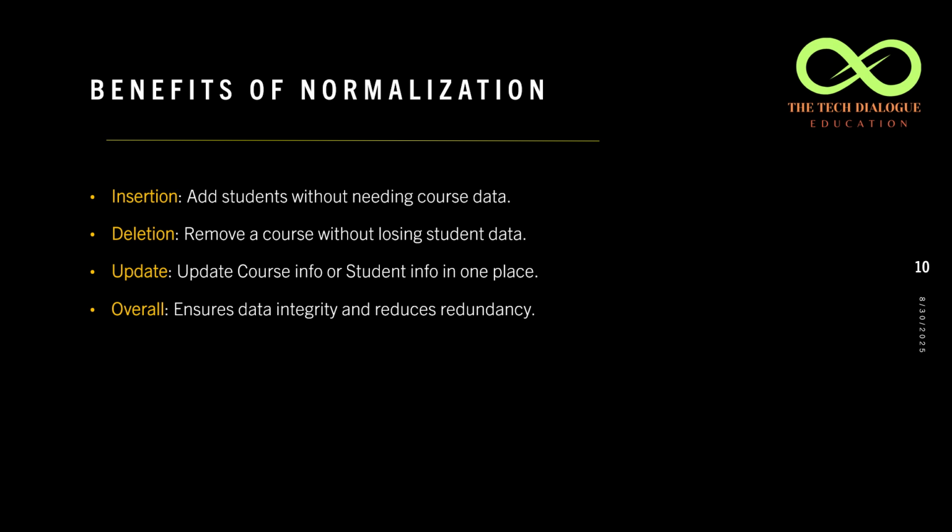So, what's the payoff for normalizing? Everything. You can insert new students without being forced to add course data. You can delete enrollments without losing unrelated info like student names. And you can update data like a name change in just one place, avoiding inconsistencies. Plus, normalization cuts down on redundant data, saving space and making your database easier to maintain. It's like giving your database a solid foundation to handle everything you throw at it.